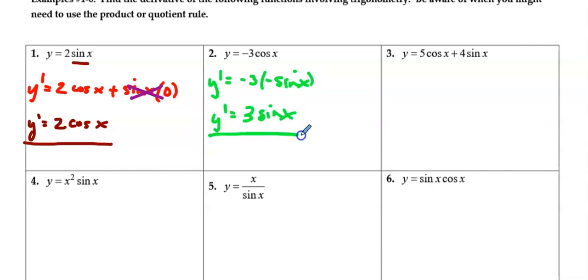Now I just want to say something very carefully here. We're assuming that it's just a trig function. There's nothing squared or anything else in it. It's just a trig function: sine of x, cosine of x. Okay? Just a trig function.